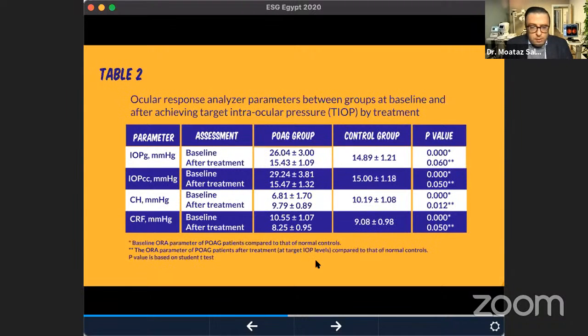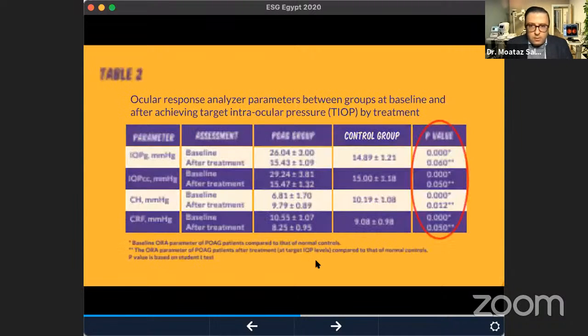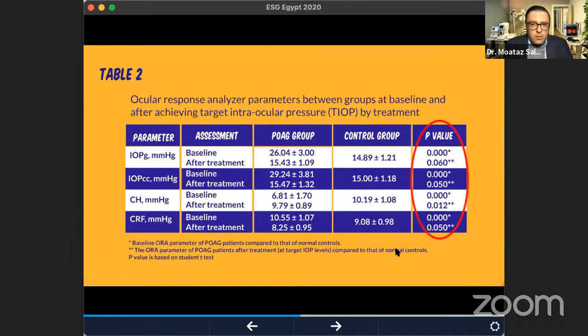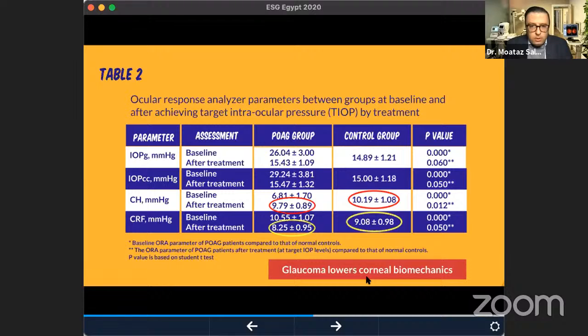When compared to control, we find significant differences in all ORA parameters between glaucoma patients and controls. The challenging finding is that glaucoma lowers the corneal biomechanical properties compared to control. We note here that the corneal hysteresis and corneal resistance factor after management are still significantly lower than those of control. This means that glaucoma lowers corneal biomechanics.